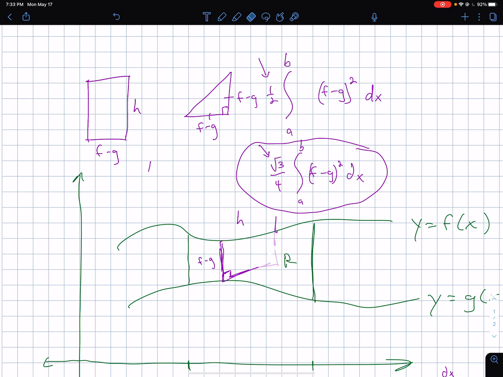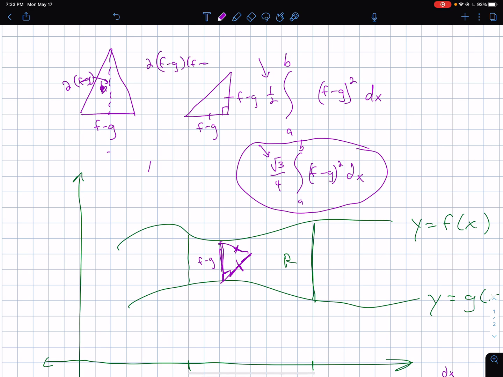Same thing is true of an isosceles triangle. If I have an isosceles triangle, it's not right, it's just a regular isosceles triangle where those sides are congruent. If I pluck it off and look at its area, it's f minus g times whatever that height is. They have to tell you the height, right? So sometimes they'll say it's twice the base. So this height would be 2 times f minus g, in which case you'd have 2 times f minus g times the base, f minus g. And then it's 1/2 because it's the area of a triangle, right? So that's the area of the triangle.